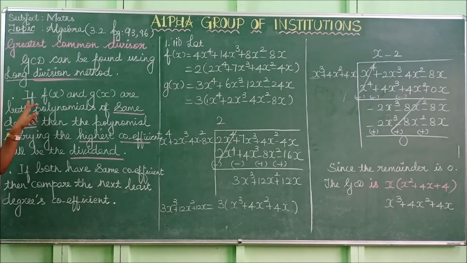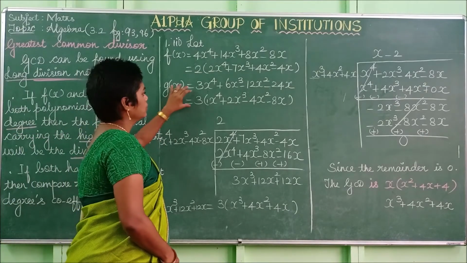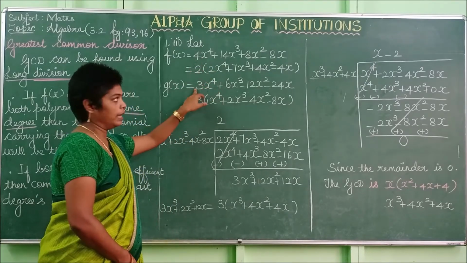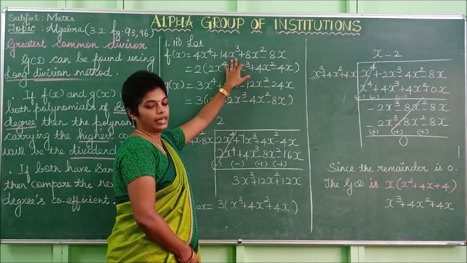So listen carefully. If f of x and g of x are both polynomials of the same degree, then the polynomial carrying the highest coefficient will be the dividend. In this case, you can solve easily. Or else, if both have the same coefficient, then compare the next lower degree coefficient. If the powers are also the same and the coefficients are also the same, you can move on to the next highest power.